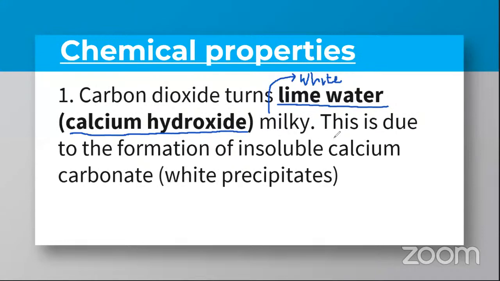So we are saying it turns milky. So if the question comes and is asking for the observation, this is what you write.